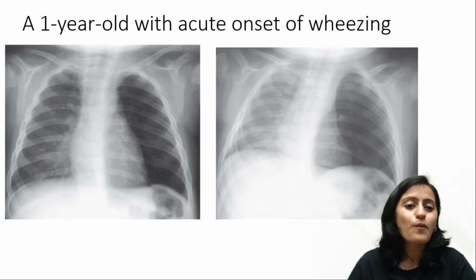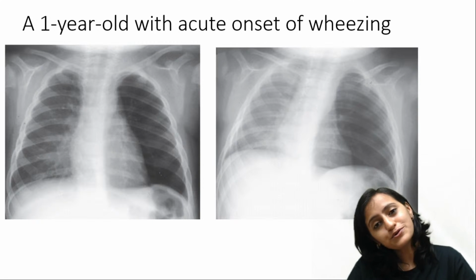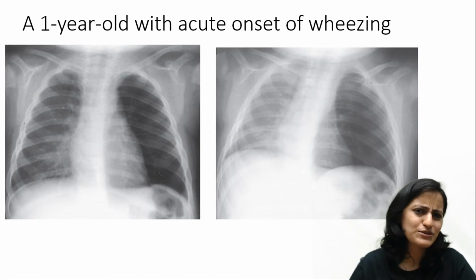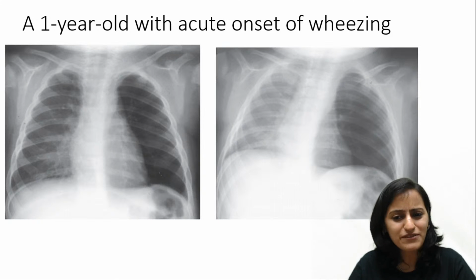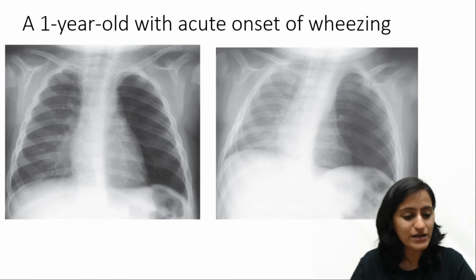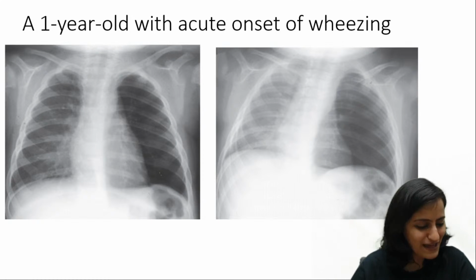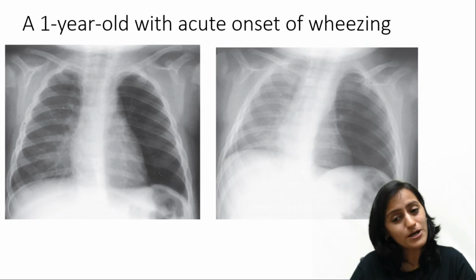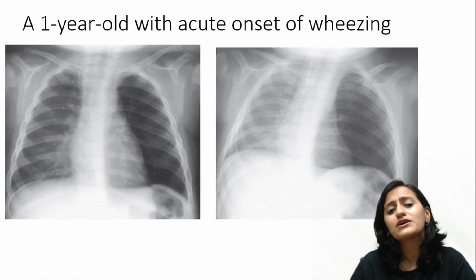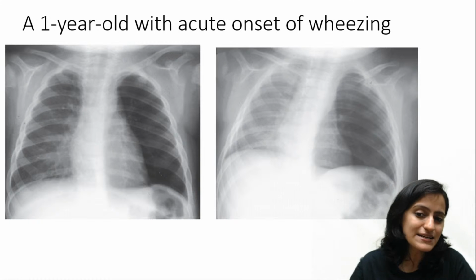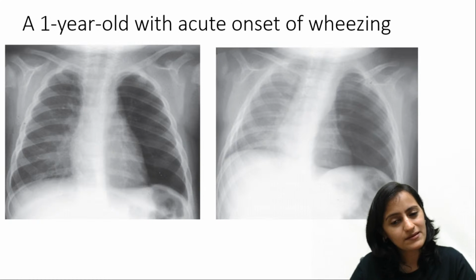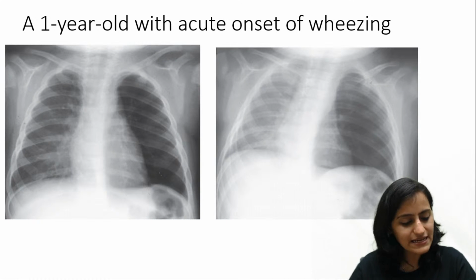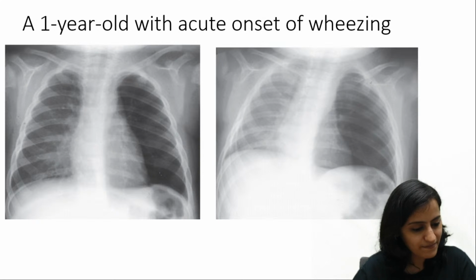So this is a 1-year-old with acute onset of wheezing. Now the history is very, very significant to help you think of what can be the diagnosis. Very good, Ritvik, that is your foreign body. But tell me, foreign body on which side? Is it the right side or is it the left side? Which airway? Right side airway or left side airway?